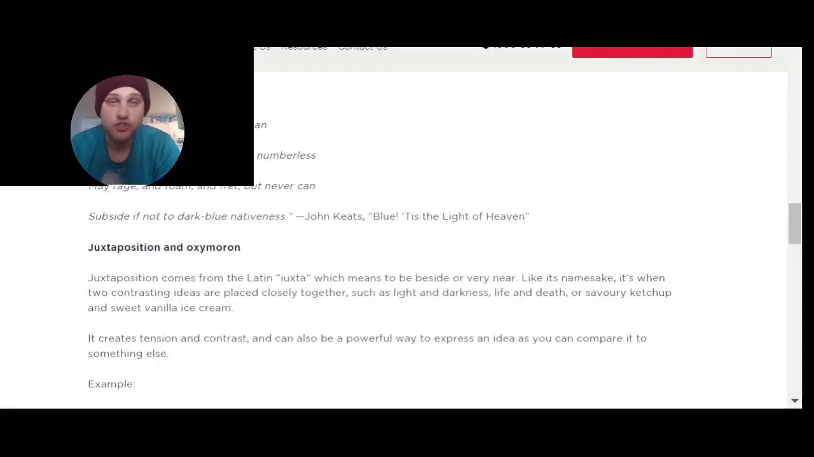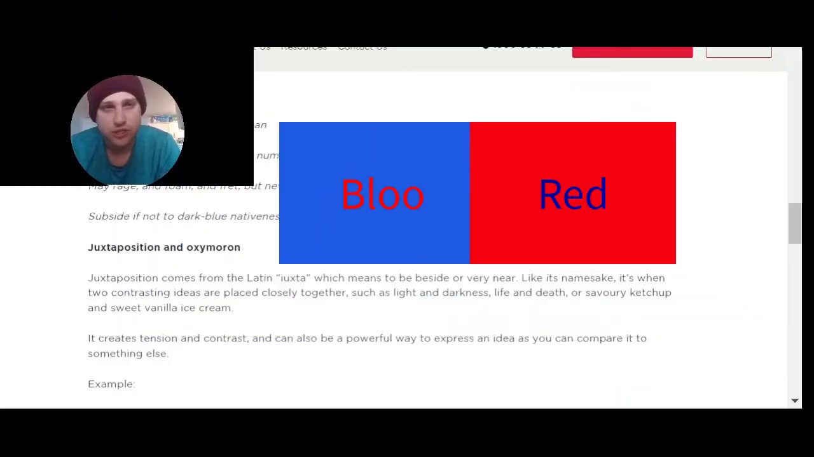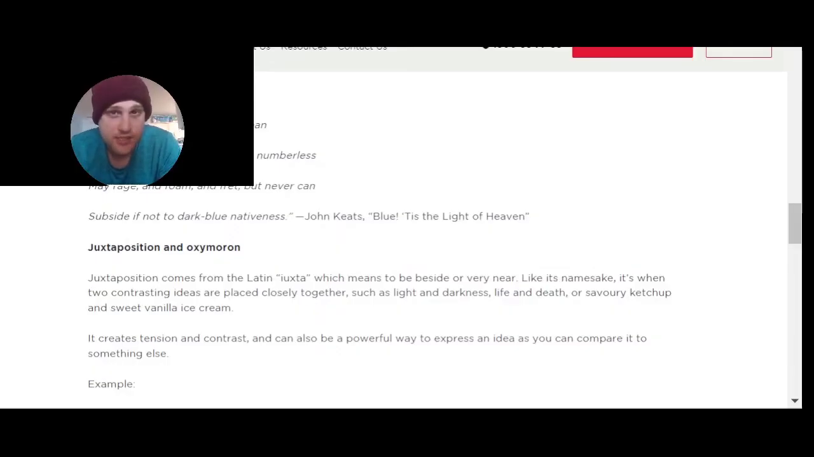Number 4. So over here we have juxtaposition and oxymorons. So juxtaposition, like its namesake, as it says right here in the article, it's when two contrasting ideas are placed closely together. As she's saying right here, light and darkness, life, death, or savory ketchup and sweet vanilla ice cream.